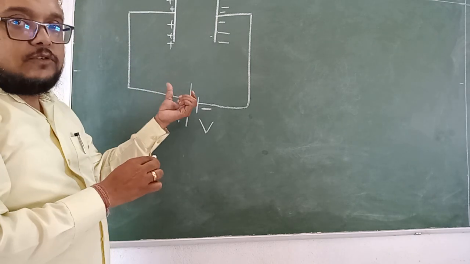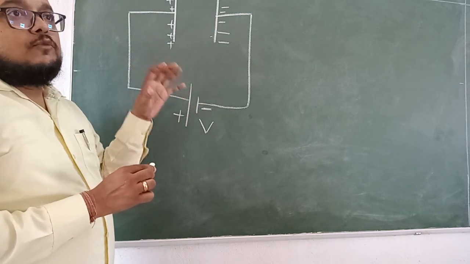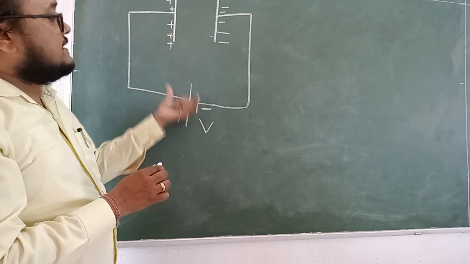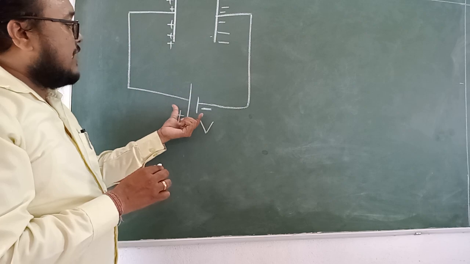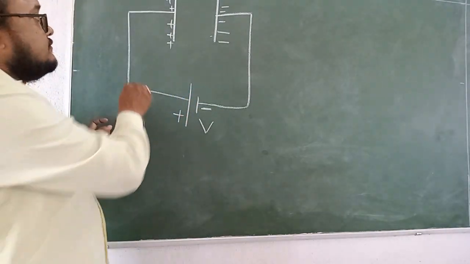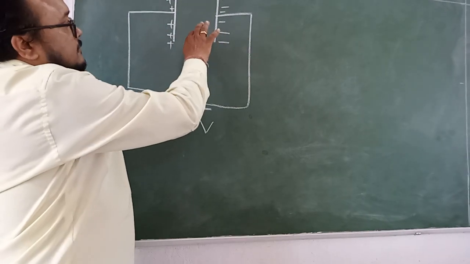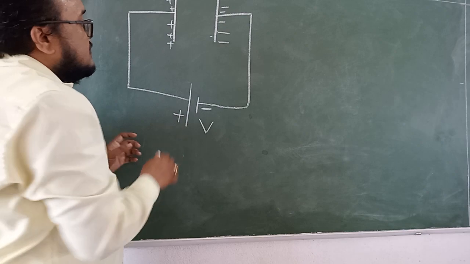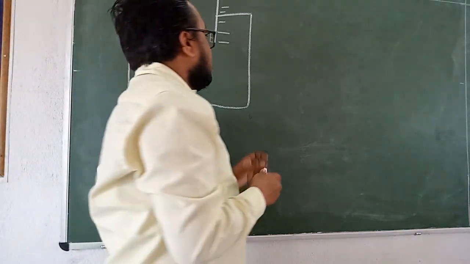Means the current will flow, but only until the potential of the capacitor and the battery become the same. Then the DC current will stop and it will not pass. When it is fully charged, the capacitor will not pass DC current.